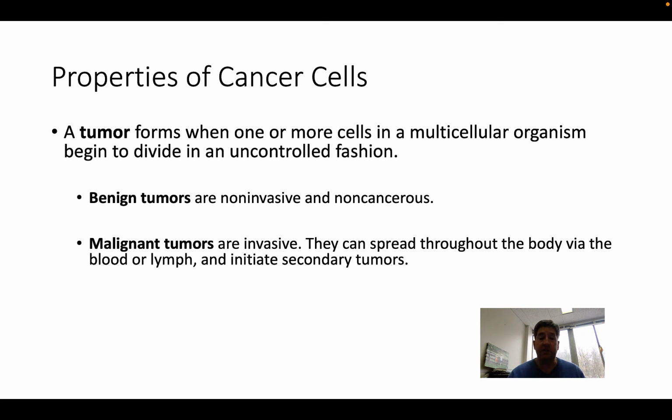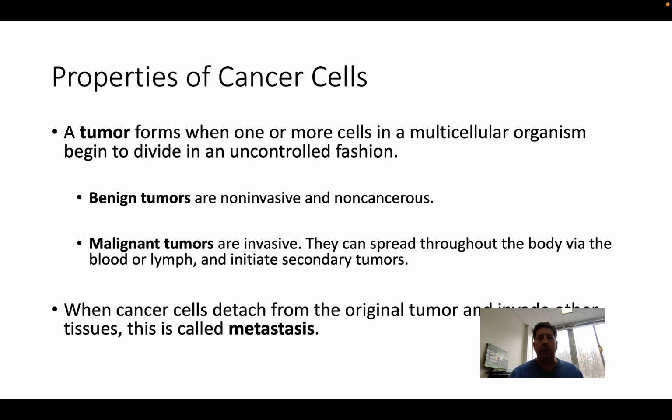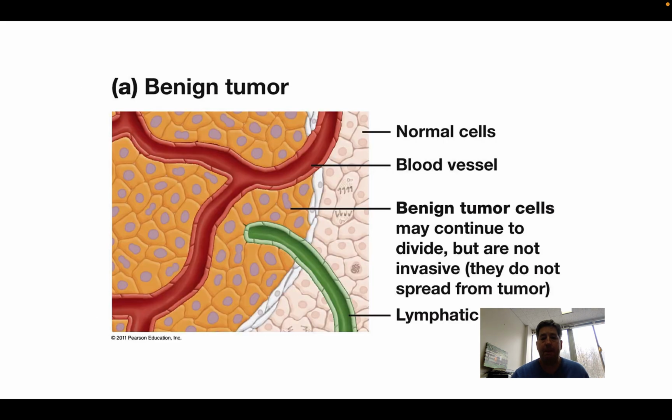They then can initiate secondary tumors in other parts of the body, and this is when it becomes very problematic for an individual. When cancers detach from the original tumor and then they start to spread through the body, that's called metastasis. So people will say, so-and-so has cancer and it's really sad because it's already begun to metastasize. And that means it's starting to spread to other parts of the body.